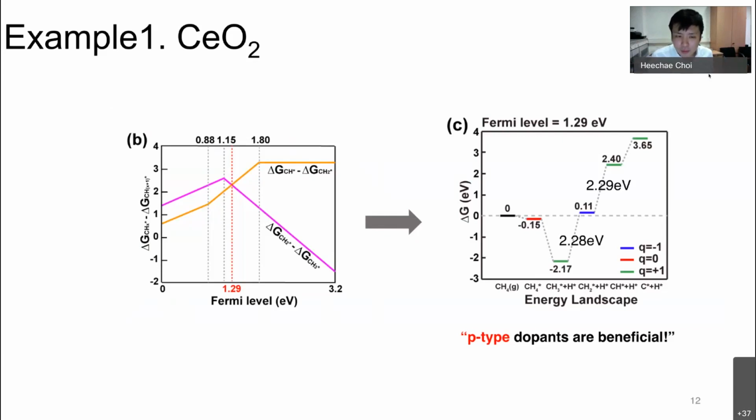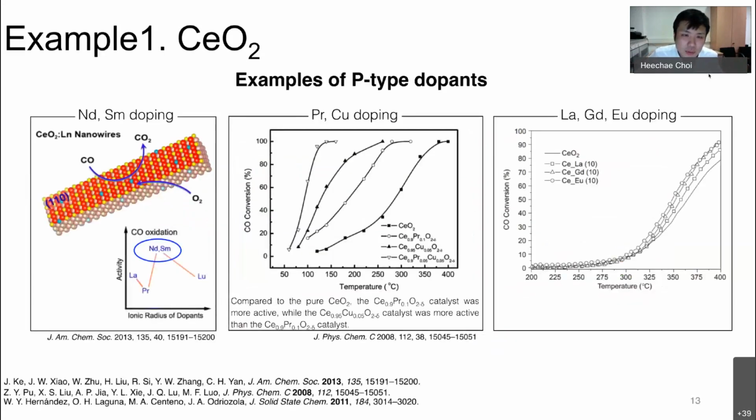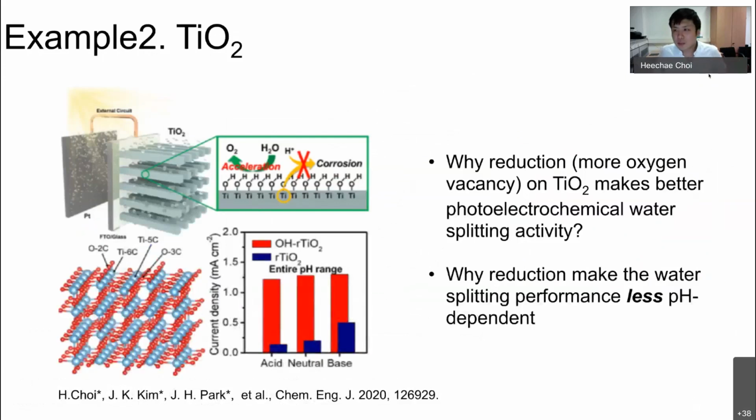So from this calculation, we could theoretically say that p-type dopants are beneficial for CH4 decomposition by CO2. And these are examples from the experimental literature, which show that p-type dopants make a much better catalytic reaction. So we can say that our theoretical analysis successfully explains why CeO2 has better catalytic reaction activity in molecule decomposition. And the second example is rutile TiO2. This was recently published in collaboration with Professor Kim and Professor Park at SKKU and Yonsei University.